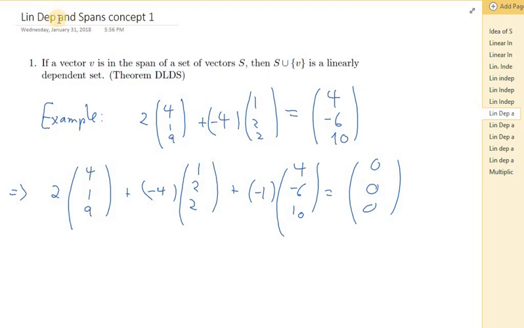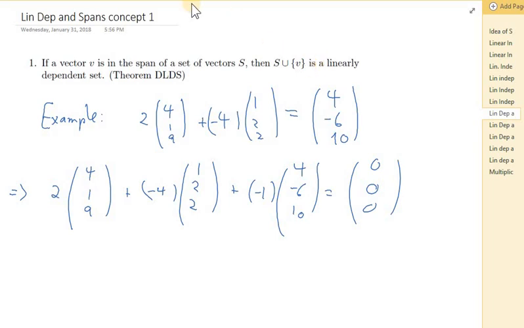All right, let's now look at linear dependence and spans. First concept: if a vector v is in the span of a set of vectors S, then S union v is a linearly dependent set. Recall that linear dependence means you can form a non-trivial relation of linear dependence.